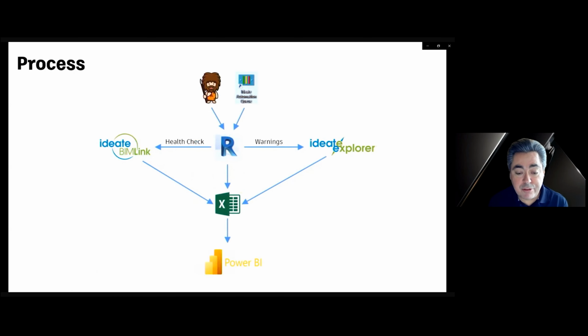This is the process we're going to go through today. First one's going to be manual quickly, and then we're going to do an automation process so that you can see how much better it is. But the basic idea here is that from ID8 BIMlink, we're going to export health check information from Revit. And then from ID8 Explorer, all the warnings. After that, that information will all be put into an Excel spreadsheet that we're going to use in Microsoft Power BI to analyze the data and see how well the model is actually performing.